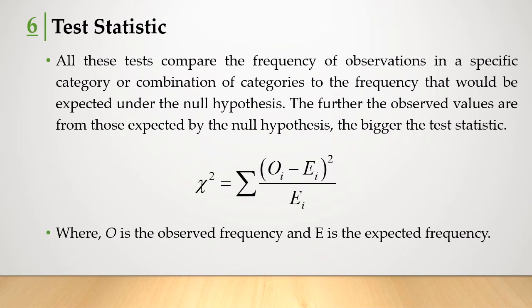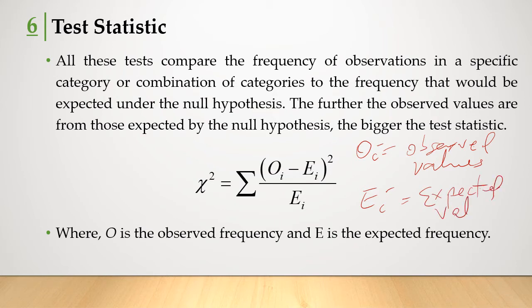This is the test statistic for all of them. This is the test statistic that will be used to test for the three tests under the chi-square distribution. So the first one, the O_i, are the observed values. The E_i are the expected values.